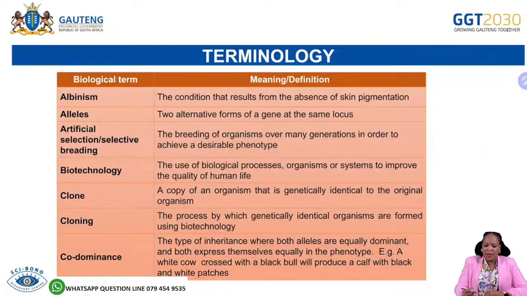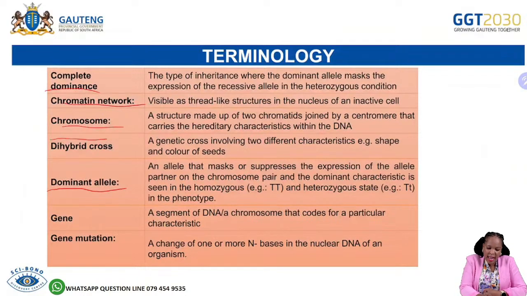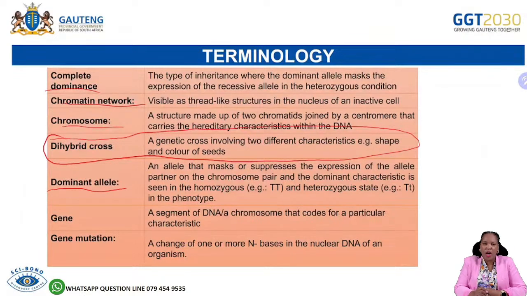Right. Then there is a lot of terminology that we said we are going to do. This is the same terminology that we spoke about last week. It's a whole lot of terminology, even for the entire topic of genetics. Remember, we discussed dominant allele, complete dominance, what is a chromatin network, what is a chromosome. Today we want to focus on this one because we are going to be doing dihybrid crosses. You need to know what a dihybrid cross is.